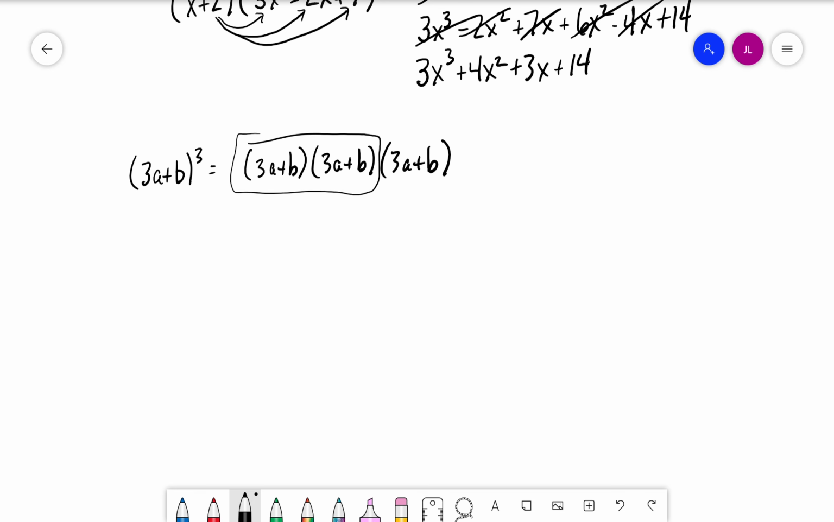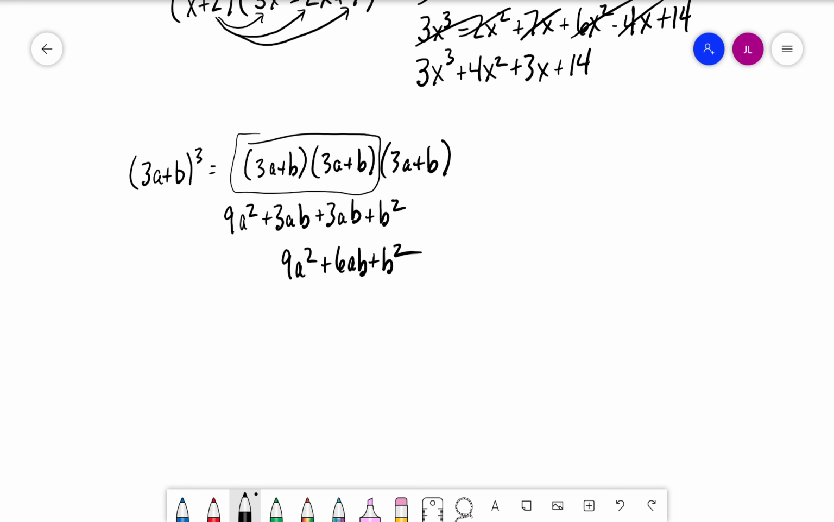So 3a times 3a is 9a squared. 3a times b is 3ab. b times 3a is 3ab. b times b is plus b squared. So there's a multiplication of our two binomials here. We can combine terms here and make it a little bit easier for us. We have 9a squared plus 6ab plus b squared.